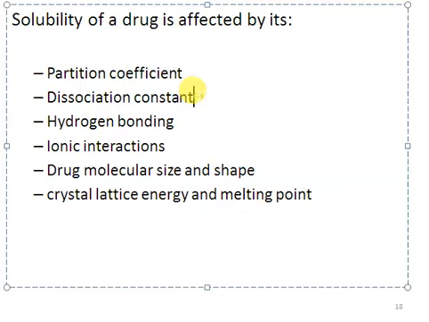Then we have the dissociation constant, right? If a drug is more in unionized form, then the dissociation constant value will be lower and the drug will be absorbed more. Then we have hydrogen bonding, then ionic interactions, also the molecular size and shape of the drug matter, and the lattice energy and the melting point of the drug also matter. All of these factors are somehow related to the intermolecular forces, right?